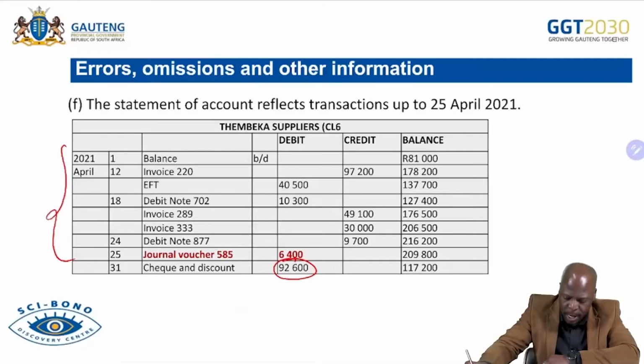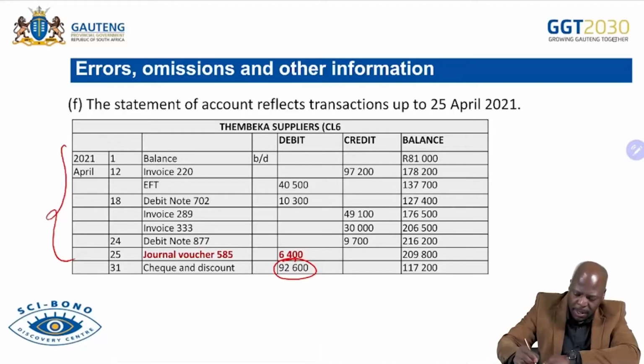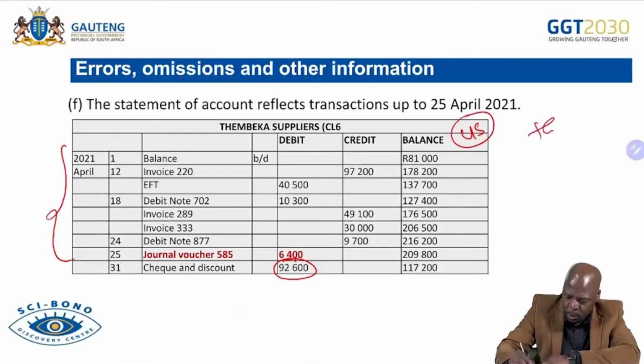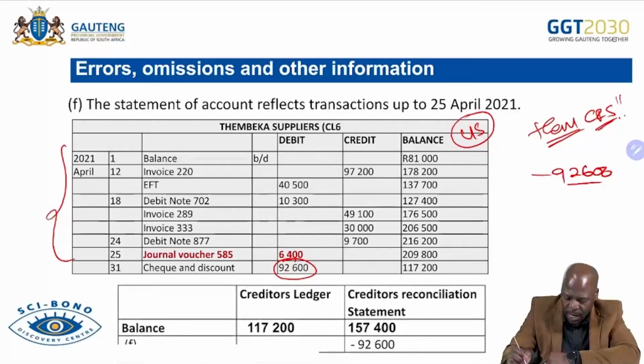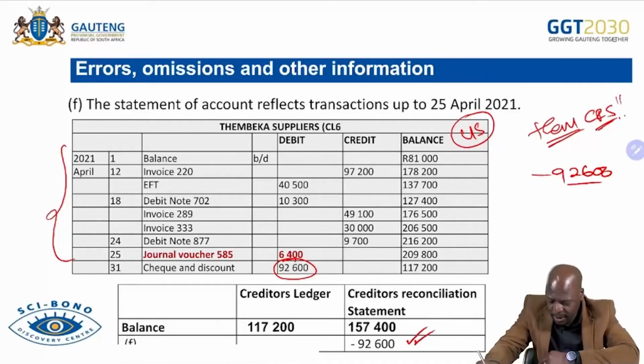We have a payment of 92.6. Okay, so once we have a payment, that simply means this is done by us. We are okay. That means we have to go to them. Where do we go? Creditors Reconciliation Statement. And then what are we going to do? It is a payment. Remember, it is an EFT, and then we're going to subtract 92,600. So we're going to come here and we're going to say minus 92.6 on the Creditors Reconciliation Statement.